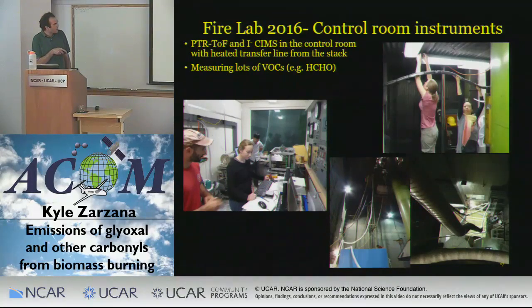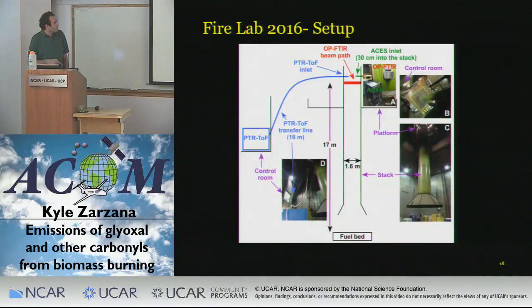This is Abby and Kanako installing the line. And then this is the line coming down from the platform to the control room. You can see it there. So the PTR and the I- were measuring a lot of VOCs such as formaldehyde. And then this is just the setup here again.